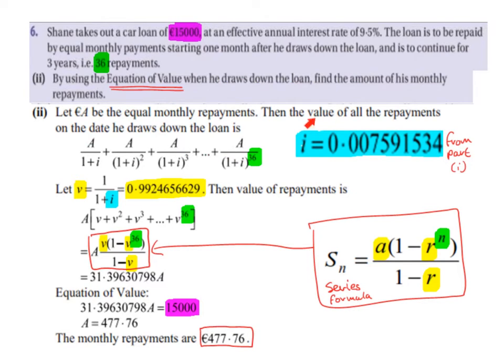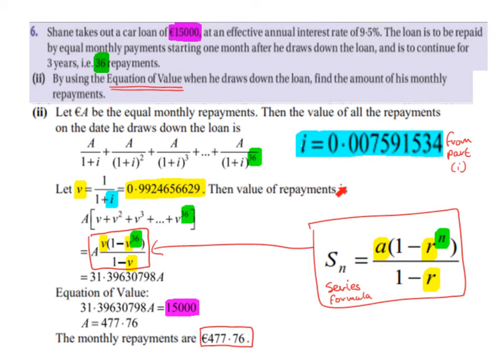In part 1 we worked out that I is equal to 0.0075915534, and we're going to let V equal 1 over (1 plus I). So we sub this in place of I, so 1 over (1 plus 0.0075915534), and that will give 0.9924656629.